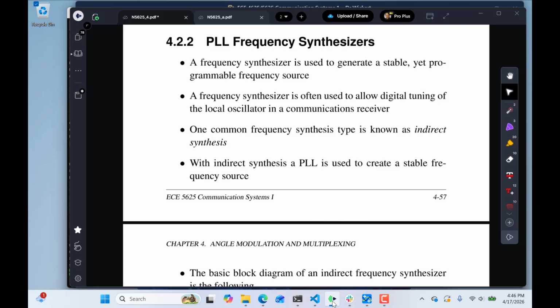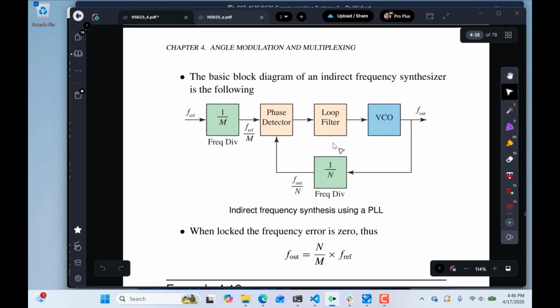It's called indirect synthesis. With indirect synthesis, we use the phase lock loop to create a stable frequency source, as I pointed out in the bullets above. The basic block diagram is this. This is more of an abstraction than what we've seen in the phase lock loop so far. We have the phase detector, loop filter, and VCO across the top. The input to the phase lock loop is called the frequency reference. It's not a received signal. Instead, it's a reference, like coming from a crystal oscillator in the electronics.